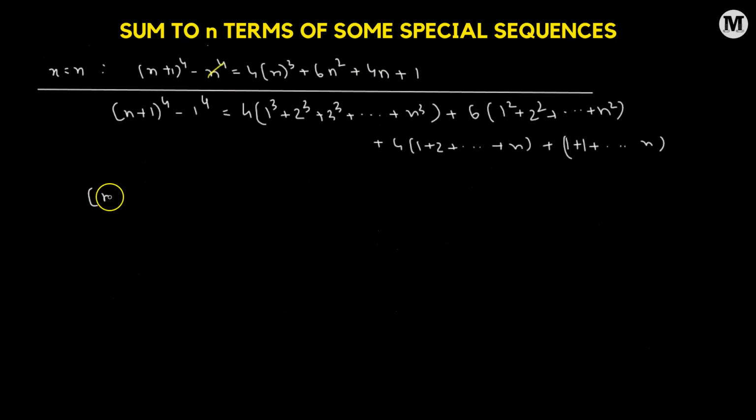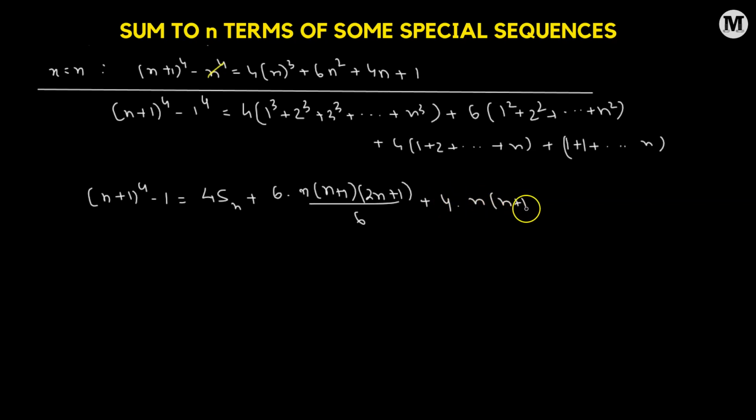So here, let's further simplify. On the left hand side, we have (n plus 1) raised to the power of 4 minus 1 equals 4 times Sn, which is the sum that we need to find out, added to 6 times the sum of 1 squared plus 2 squared. Just now we found out its sum. That's n times (n plus 1) times (2n plus 1) divided by 6, plus 4 times (n plus 1) divided by 2, added to the 1 getting added to itself n number of times. So this simply equals n. Okay, so here we can factor out 6. 2 times 2, that's 4.